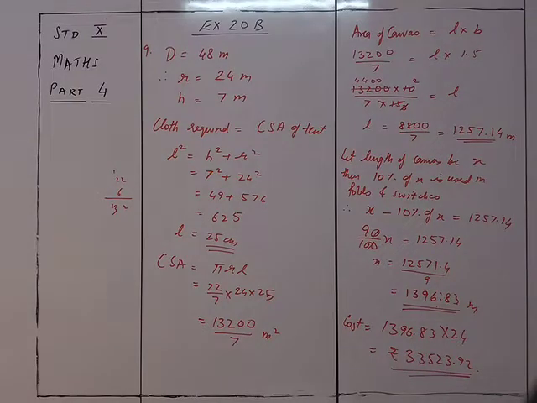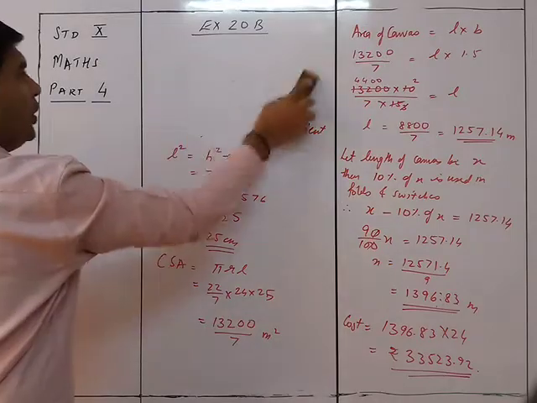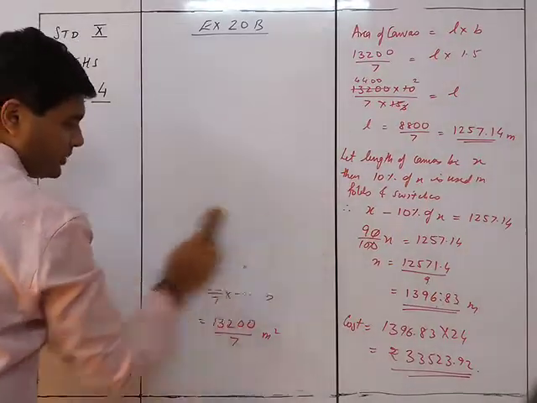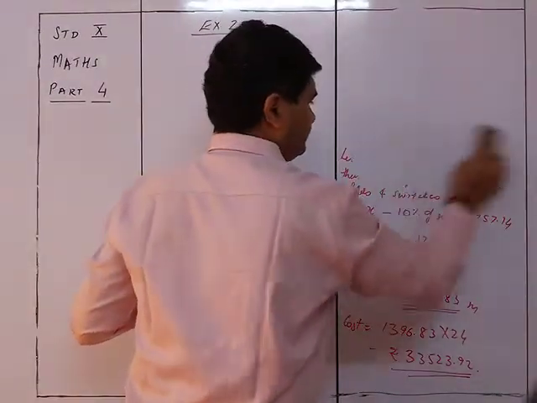So now we move on to sum number 11 of exercise 20B of cones. So let's see sum number 11.